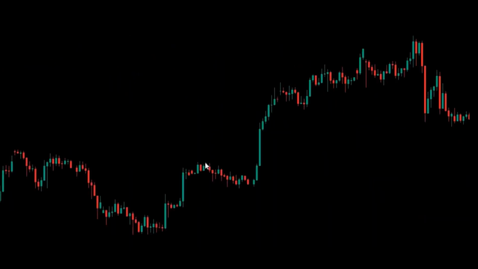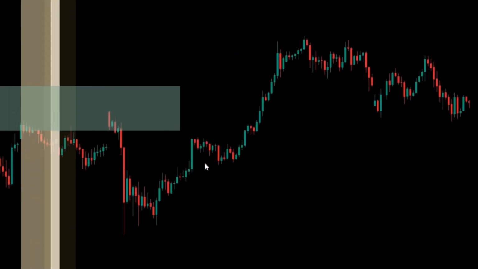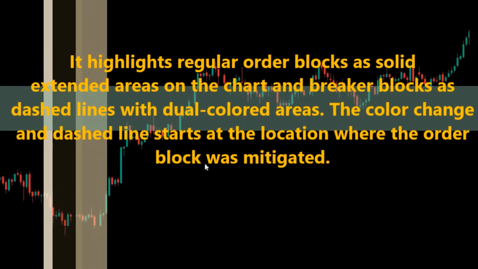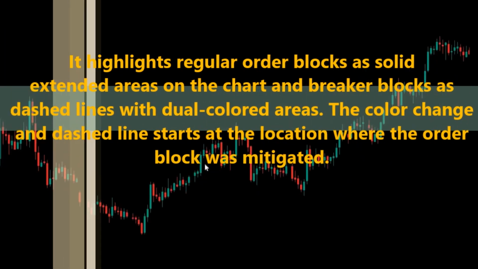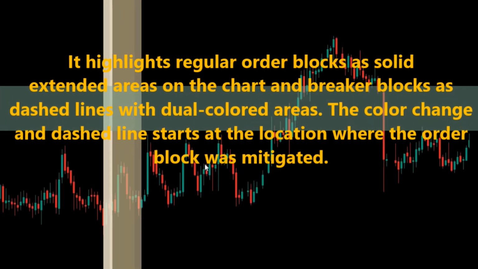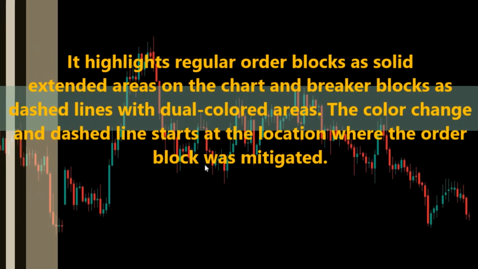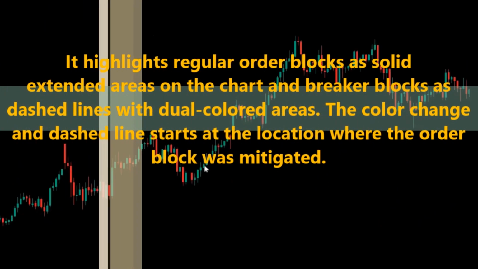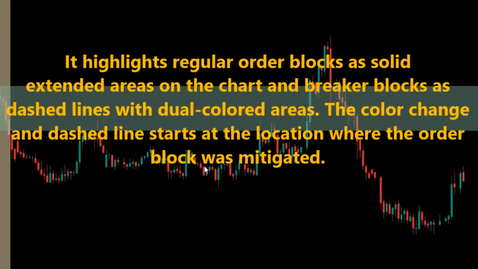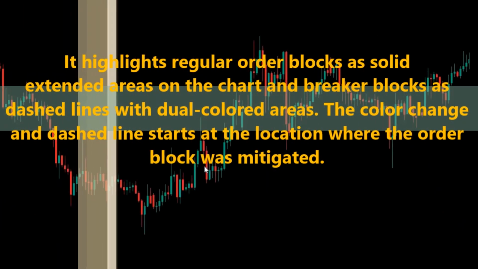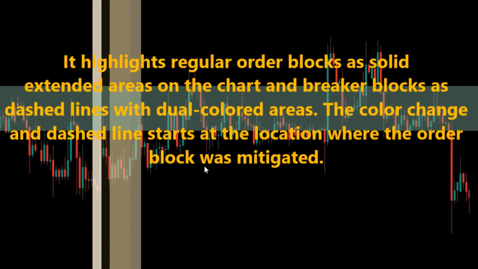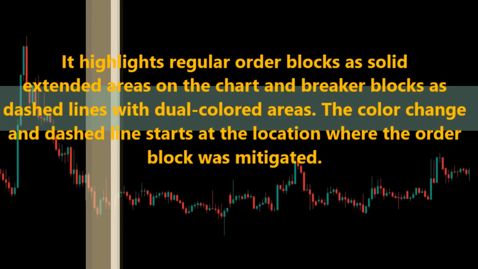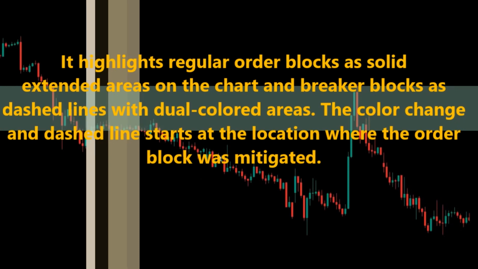So let's look at usage number two. This indicator highlights a regular order block as a solid extended area on the chart, and breaker blocks as dashed lines with dual colored areas. The color change and dashed line start at the location where the order block was mitigated. Using a higher swing lookback setting will return longer term order or breaker blocks on the chart.